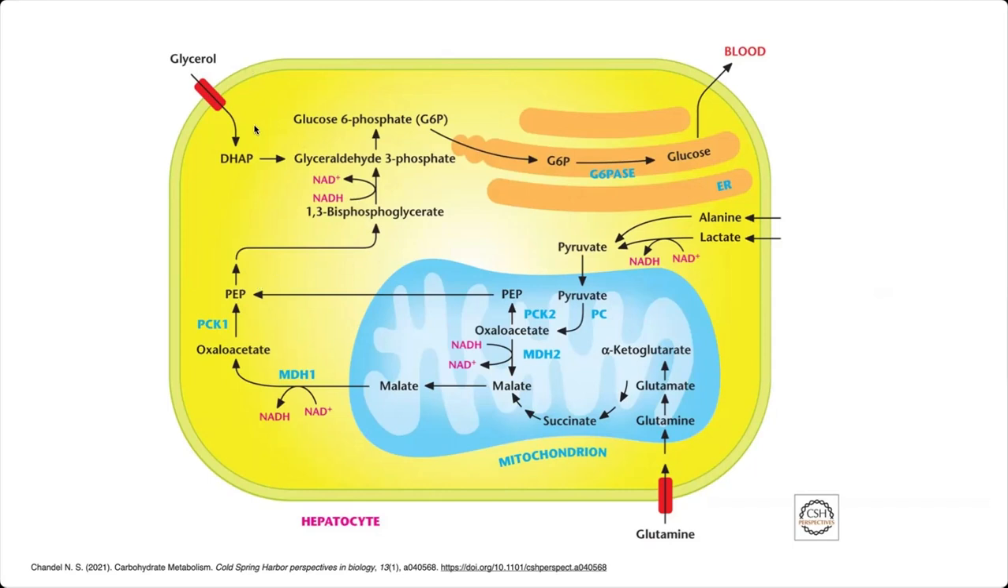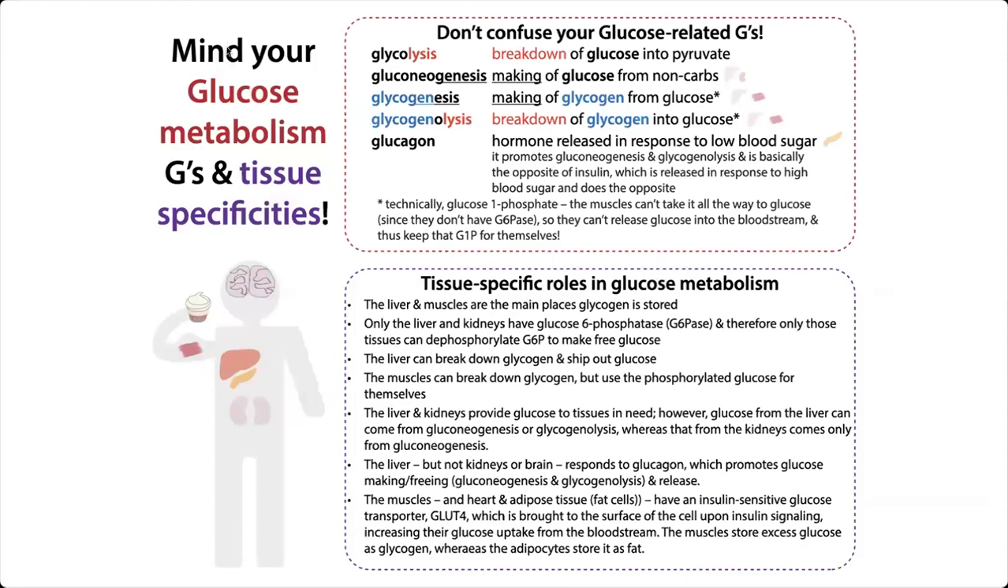And note here that this is also the place, remember, where we can take that glycerol and convert it to dihydroxyacetone phosphate and enter the pathway that way. So glycolysis is where you're breaking down glucose to give you pyruvate. Gluconeogenesis is where you're making glucose from non-carbs. Don't confuse those with glycogenesis, which is the making of glycogen from glucose, or glycogenolysis, which is the breakdown of glycogen into glucose, or technically glucose 1-phosphate.